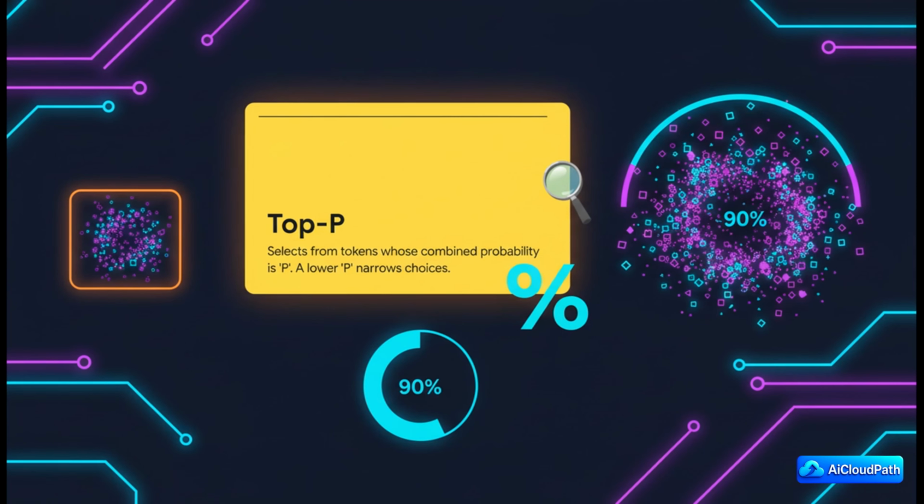Now, top P is a little different. It's a more dynamic approach. Here, the P stands for probability. So instead of a fixed number of choices like top K, top P creates a pool of words based on a probability score. For instance, if you set P to 0.9, you're telling the AI, start listing your most likely next words one by one and just stop when their combined probability hits 90%. Then pick your word from that list. This means the pool of choices can get bigger or smaller depending on the context, which can often lead to more natural-sounding results than top K.